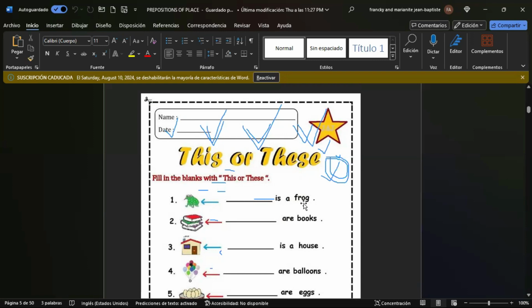This is a frog. Correct. This is a frog. Emanis, what does that mean, frog? Frog is crapaud.